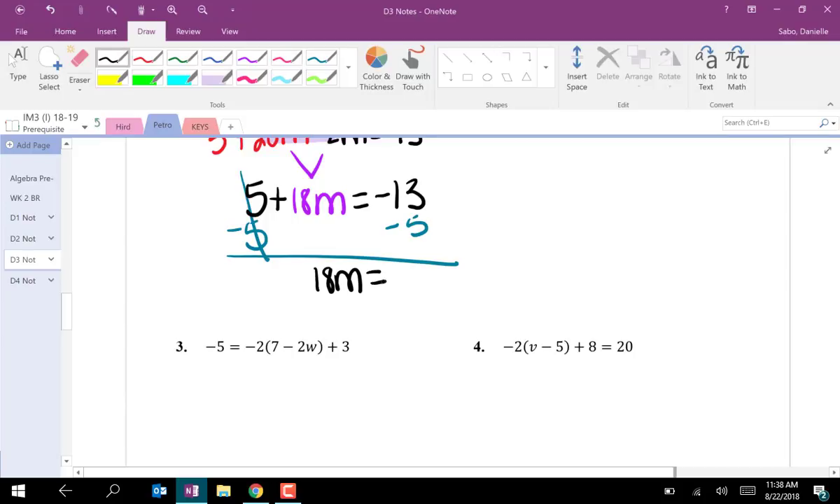Again, tricks with negatives. If you have two negatives, you just add them. What's negative 13 minus 5? 18. Just 18? Negative 18. Because they're both negative, we're going to keep the sign. The only time the sign goes away is if you're multiplying a negative and a negative.